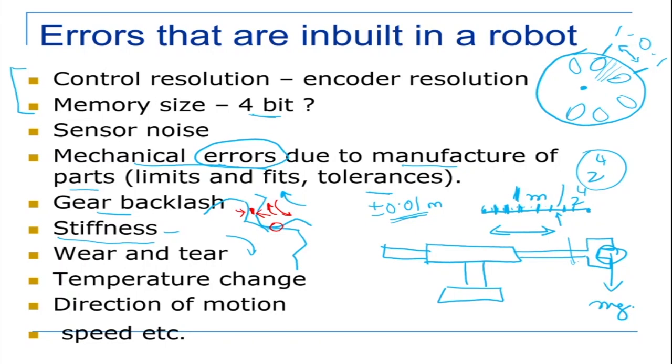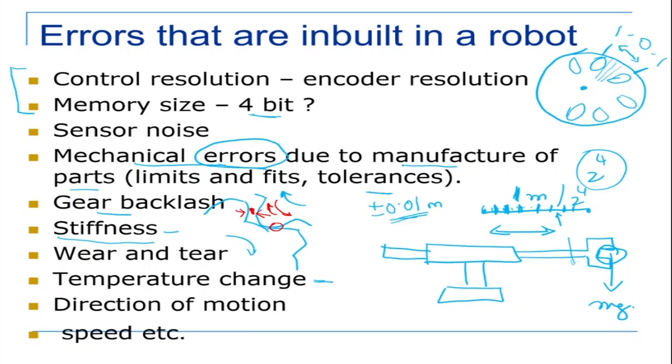Now, if the joints are going to undergo wear and tear, what will happen? Things like backlash will increase, stiffness, there can be wear and tear on the bearings. So some shafts will become a little bit loose. Then there are changes of temperature.